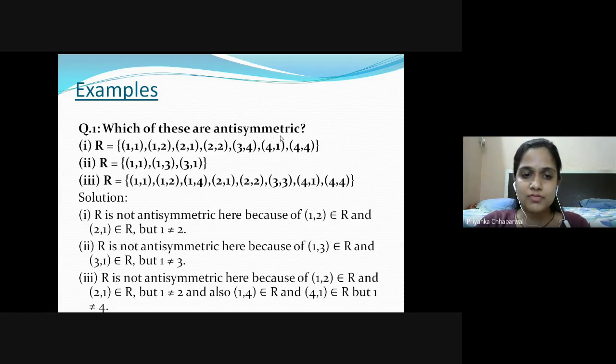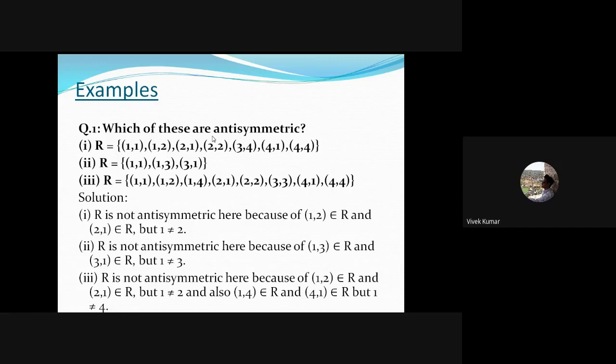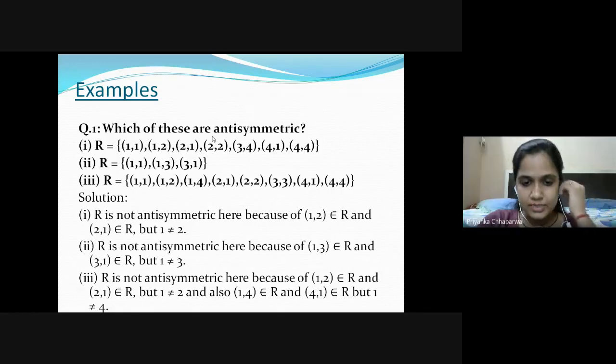So first of all, what is the definition of antisymmetric? Yes, students, anyone can give the answer. What is the condition when we say that a relation is antisymmetric? Yes, anyone? Yes, ma'am, please give the definition. What is an antisymmetric relation?